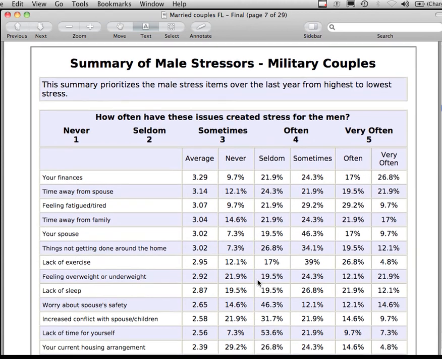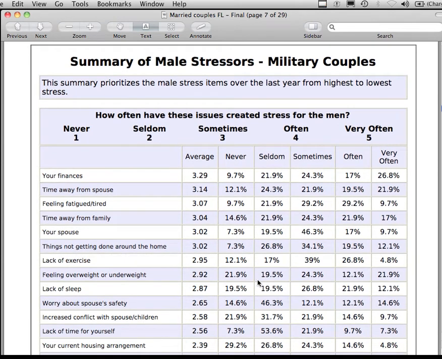Now, because there were military couples in this sample, they got some scales around stressors. If there's a military couple taking the checkup, they get an extra scale around personal stress in their relationship. And we have summarized that for the men and the women in these military couples. So the men, their biggest stressor was finances, time away from their spouse, feeling fatigued and tired, time away from their family, then their spouse themselves. So there's definitely some marriage tension here.